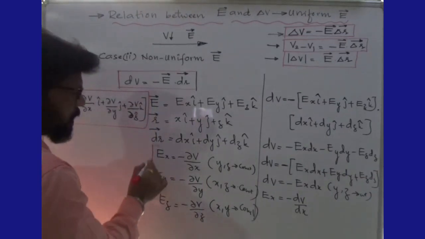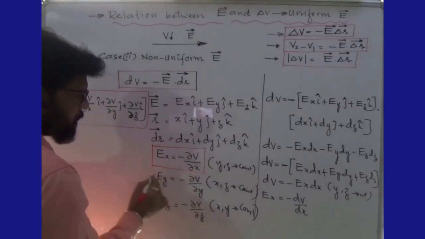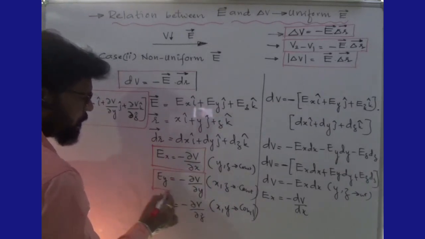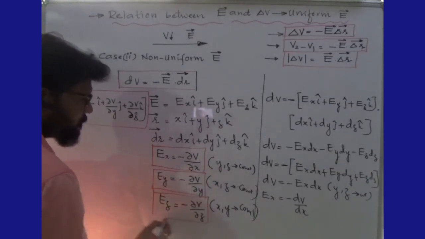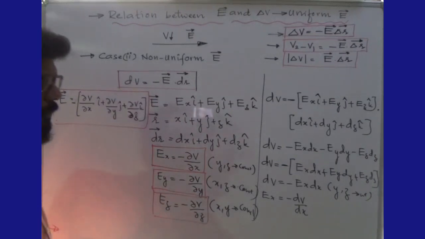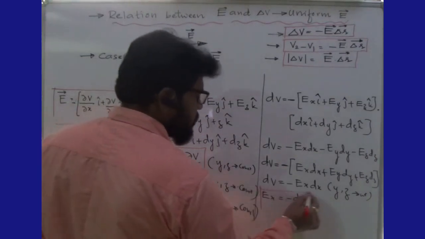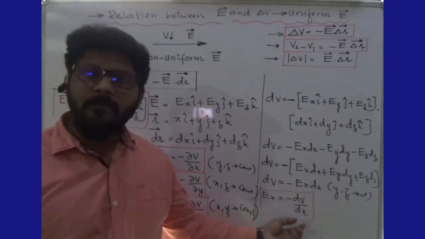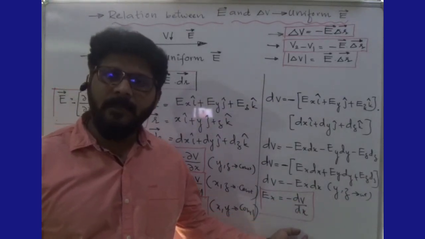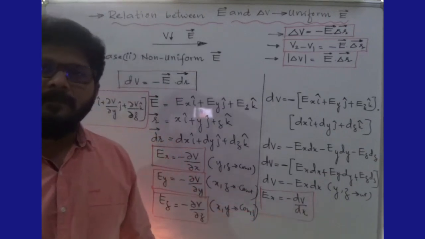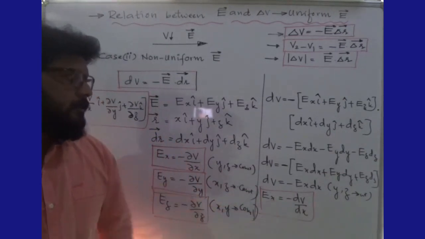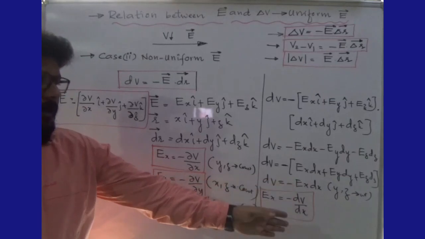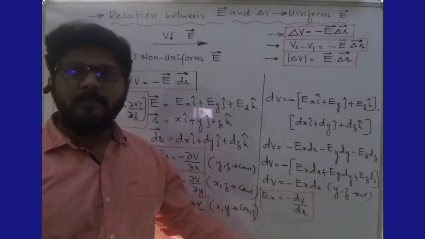Fine, it's nothing but Ex, Ey, Ez. Or you can also represent Ex is equal to dV by dx. Nothing to worry, in some books they will be giving dV by dx, but we have to take partial differentiation for that one. With respect to x, if y and z are constant, directly you can differentiate.